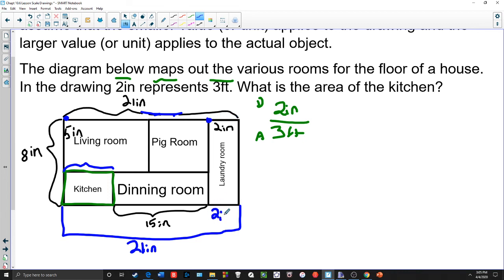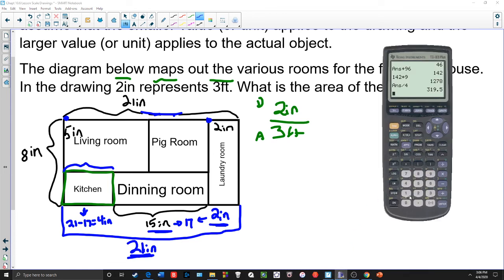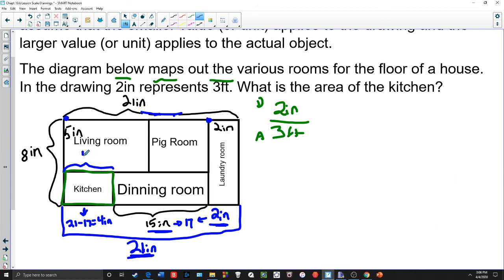And we can figure out this way. So 2 inches plus 15 inches. So these two together are 17 inches. And if I need 21 for the total length, that means this one right here has to be whatever's left over. So 21 inches minus the 17 that I already have means I'm going to need 4 inches left, right? 21 minus 17 is 4. Right. So this top part here is 4 inches for the kitchen.